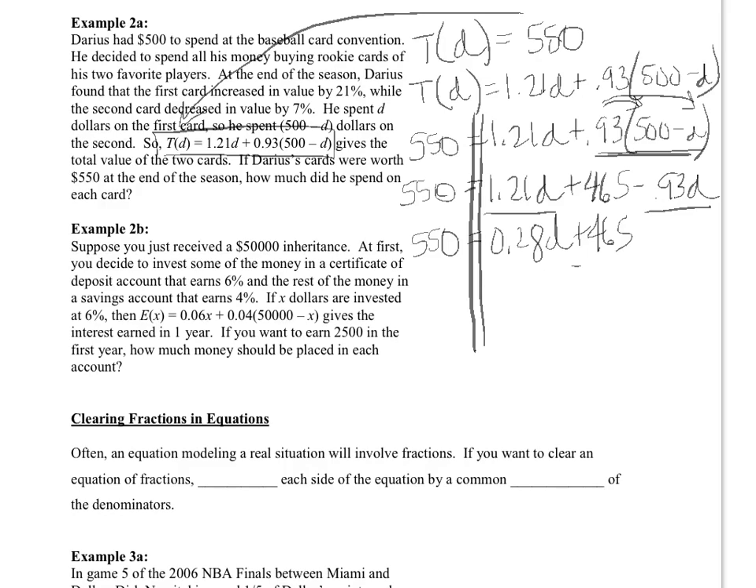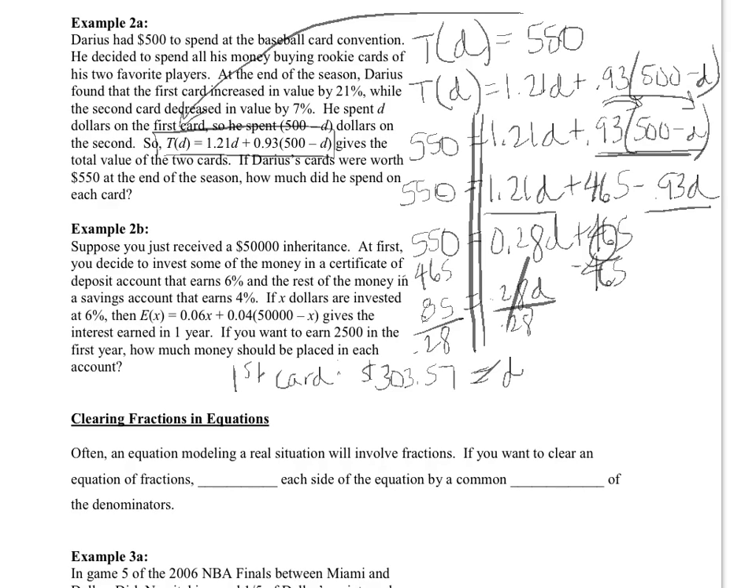Now we can subtract 465 from both sides. And you have 85 equals 0.28 D. Divide both sides by 0.28. And D equals $303.57. That's for the first card.